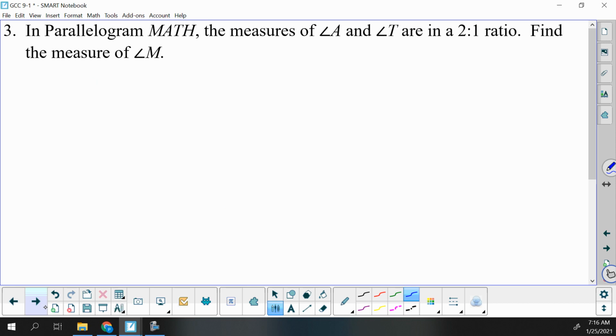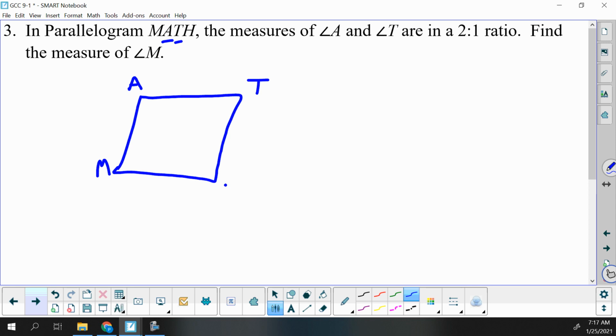All right, moving on to page 3. So we've got parallelogram MATH. So let's draw ourselves a parallelogram. And we're going to have MATH, and the measures of A and T are in a 2-to-1 ratio. So that means of A and T, A should be the bigger one. So of our angles here, let's put the A here. And if I put M here, we want to make sure we go around it in a circle. So M, A, T, and then H.